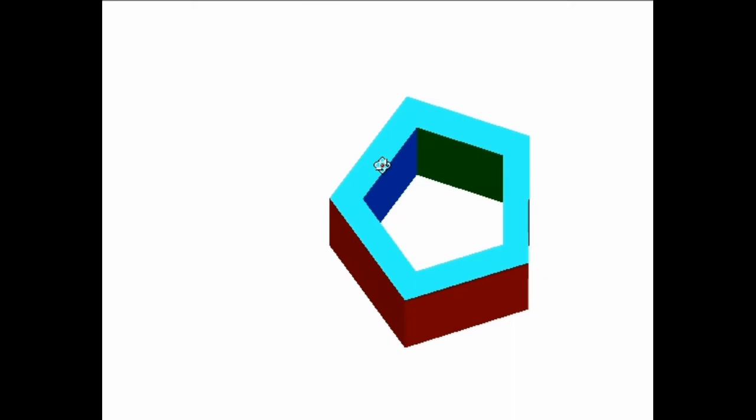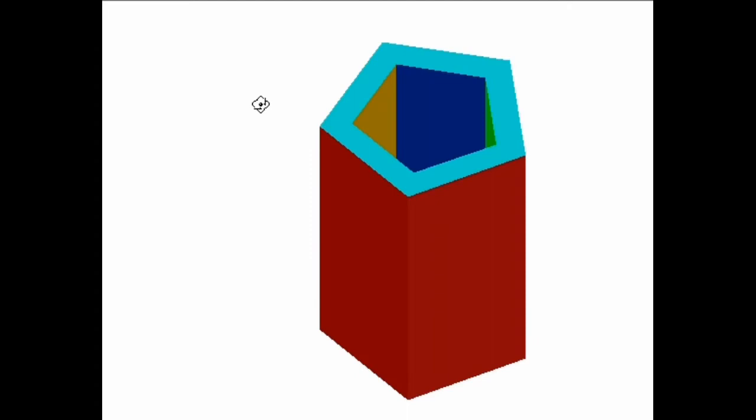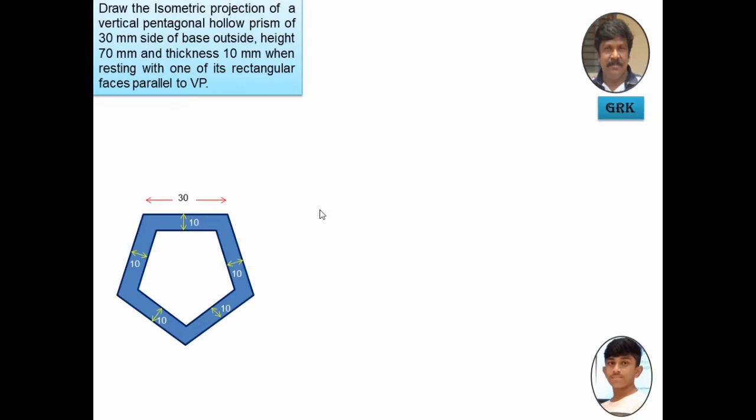Now let us try to draw the isometric projection of this hollow pentagonal prism. Yes, we will come back to the projection part. Already the pentagon with elevations, everything is ready. Now here only, this is the only line I can call as an isometric line. All these lines are inclined. Therefore, we call them non-isometric lines.